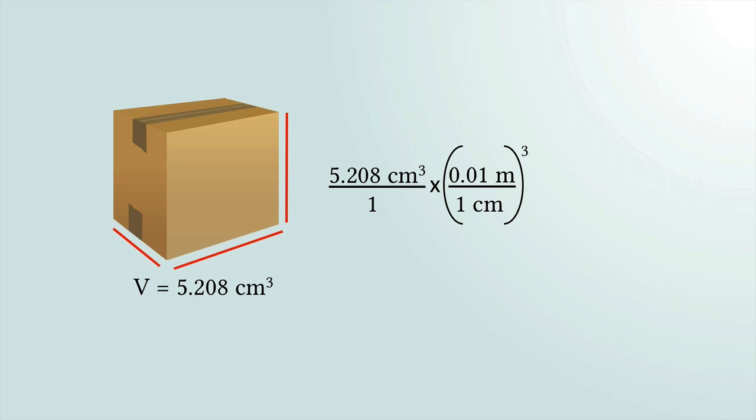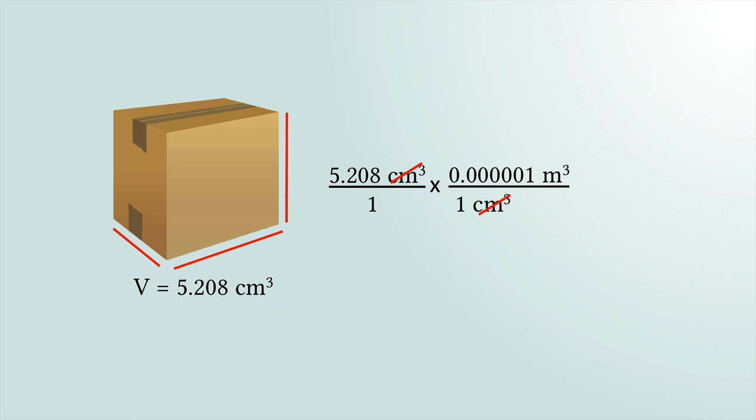Now we can cube the numerator to be 0.000001 meters cubed. The denominator is also cubed to become 1 centimeter cubed. At this point, the cubic centimeter units can cancel out, leaving only cubic meters as our desired unit.